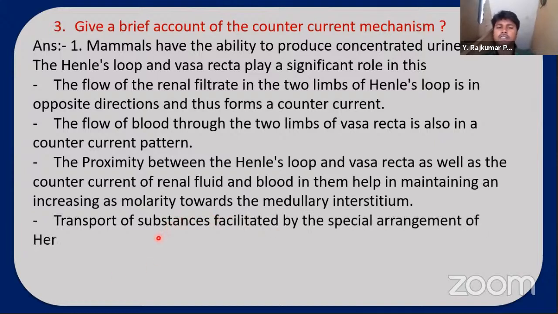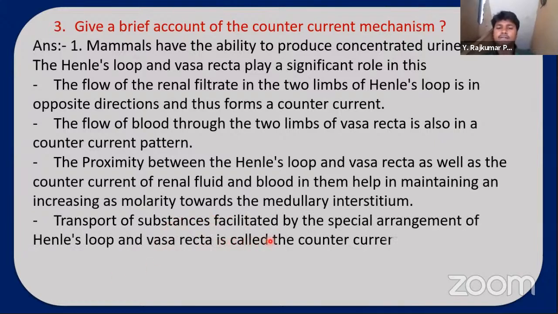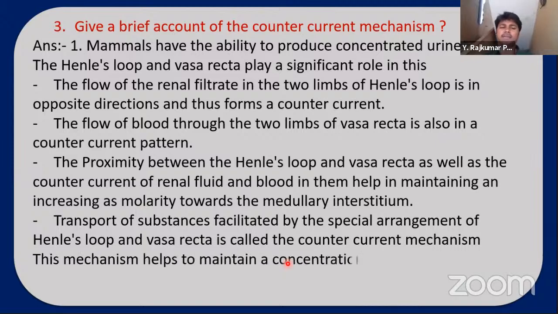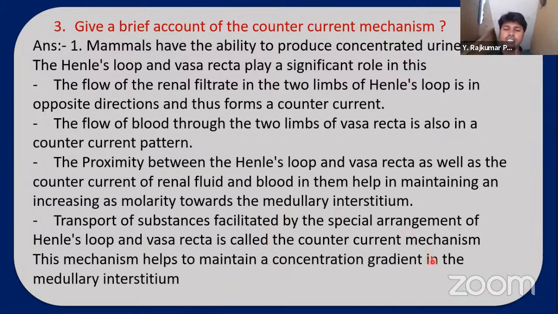Okay, transport of substances facilitated by the special arrangement of Henle's loop and vasa recta is called the counter current mechanism. So in the next slide, we will learn in detail about the counter current mechanism. How does it take place with the help of a diagram? No problem. See the next point. This mechanism helps to maintain the concentration gradient in the medullary interstitium.